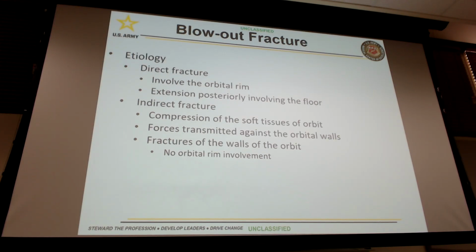Okay, we talked about blowout fractures already. If you get punched in the face, in the orbit, you can get a bone fracture, especially on that floor. And we're concerned with the floor specifically because you'll get that inferior rectus trapped, and that is going to be higher on the list of triage.